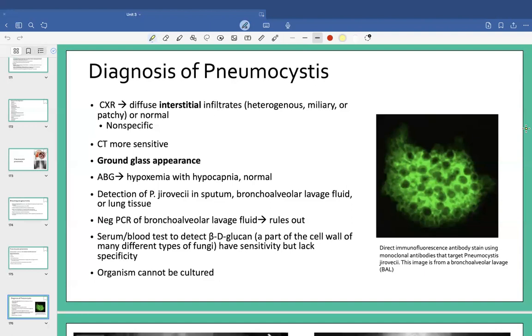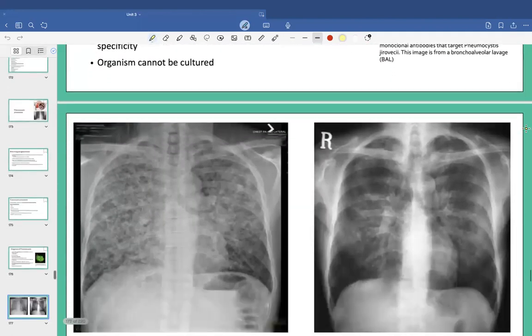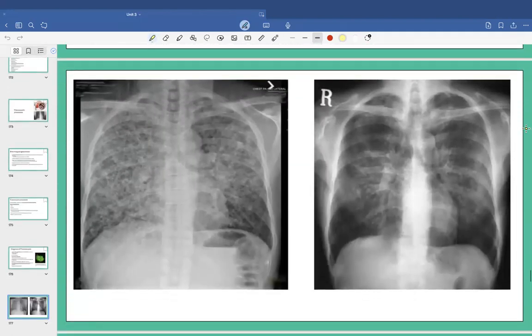Here are two various presentations of PCP on a chest X-ray. You can look at them, see what looks unusual, and just look and see how different they are.